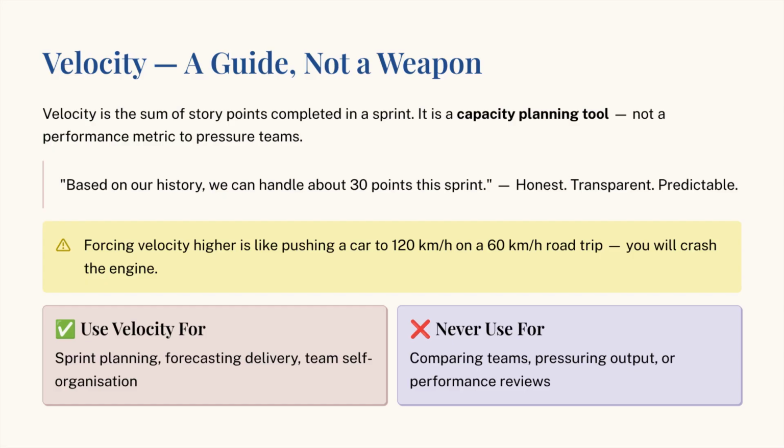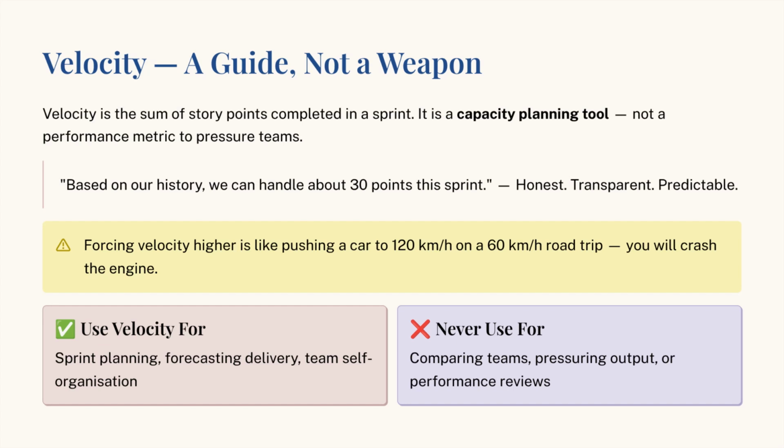Velocity is technically defined as the amount of work a team can tackle during a single sprint, measured by the sum of the story points. In simple human terms, it is just a capacity guide. Think of your team like a car on a long road trip. Velocity is your average speed.